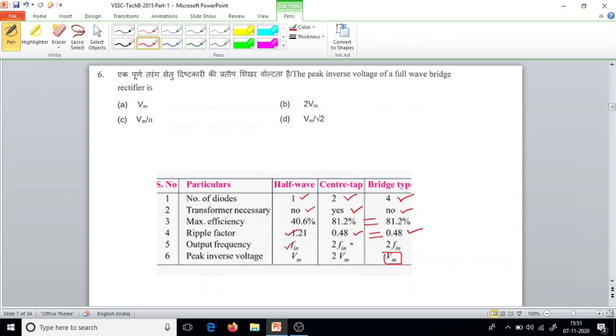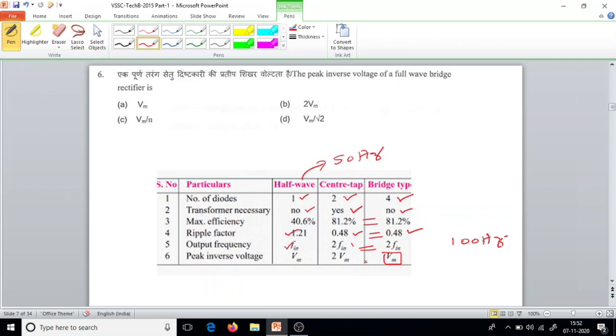In center tap, it is 2 times the center frequency. In a bridge rectifier also 2 times the center frequency. See, the rectifier gives an output which will have an AC content of 2 times the input frequency. That means if you give 50 Hertz, we will get 100 Hertz ripple in a full wave bridge rectifier and center tap rectifier. But here we will get the half wave, we will get 50 Hertz itself.